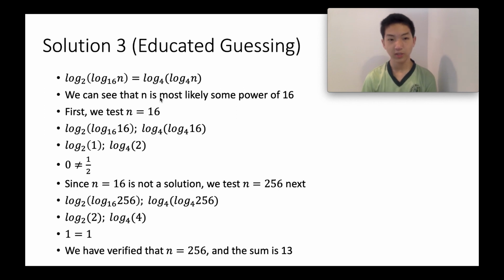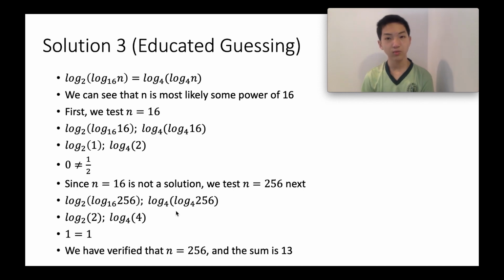So first, we test n equals 16. Well, we plug in n, we evaluate, and then ultimately see that this is equal to 0, while the right side is equal to 1/2, so n is not equal to 16. Next we test n equals 256, which is just 16 squared. So we plug it in, we evaluate, and we end up seeing that both sides of the equation are equal if n equals 256. So based on this, we have verified that the value of n is indeed 256, and the sum is 13.